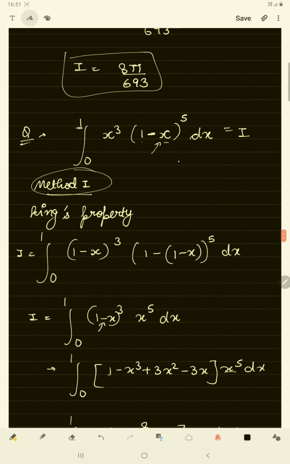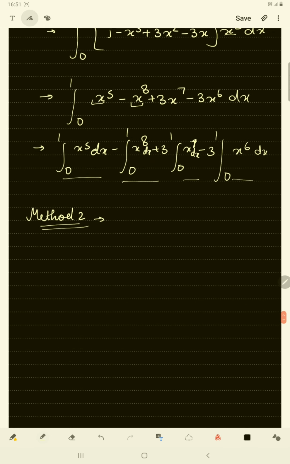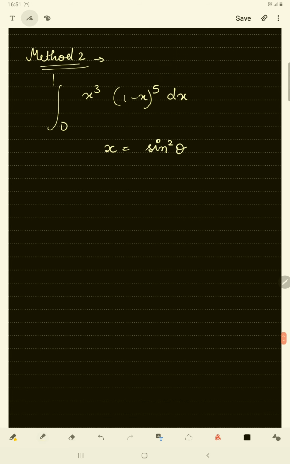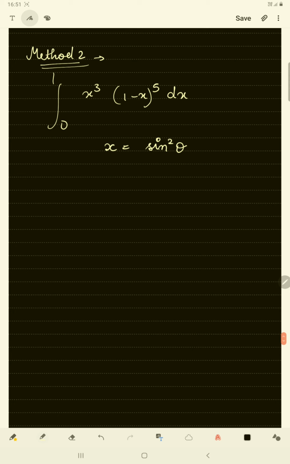So this is the question. Let me just write it down again over here: the integral from 0 to 1 of x to the power 3 into (1 minus x) to the power 5 dx. Now, we have 1 minus x to the power 5 in the brackets, so if we substitute x equals sine square theta, that's going to be a very important substitution.